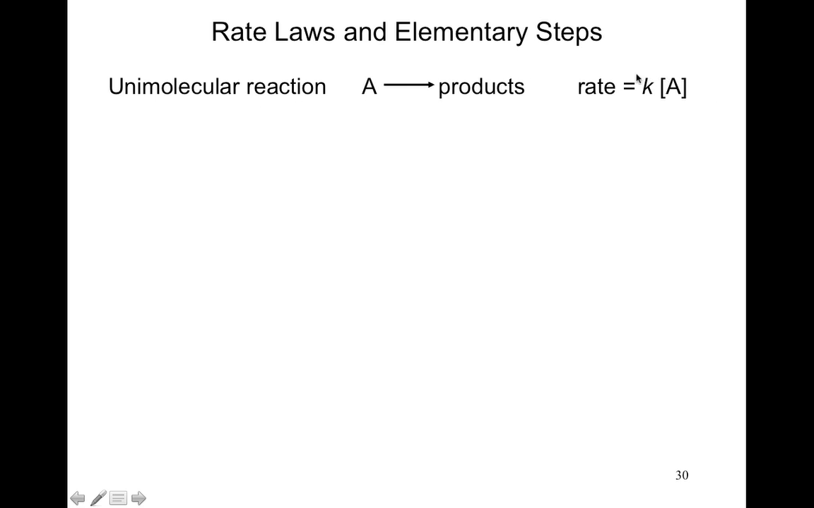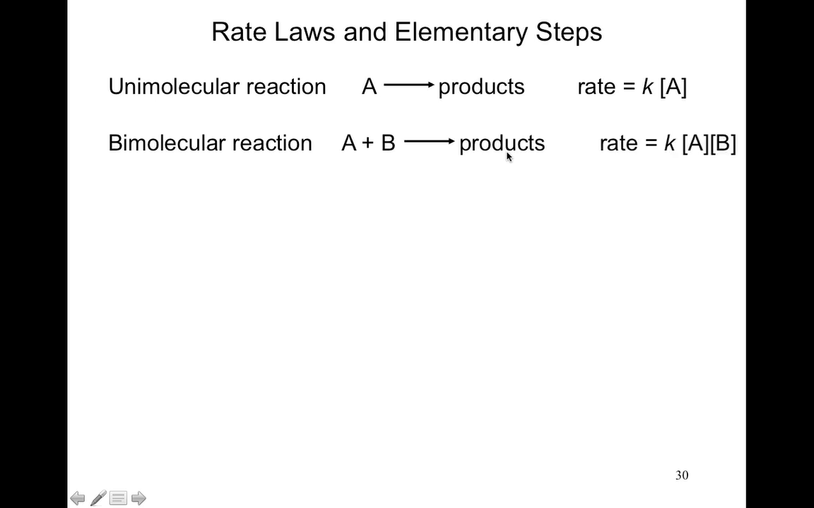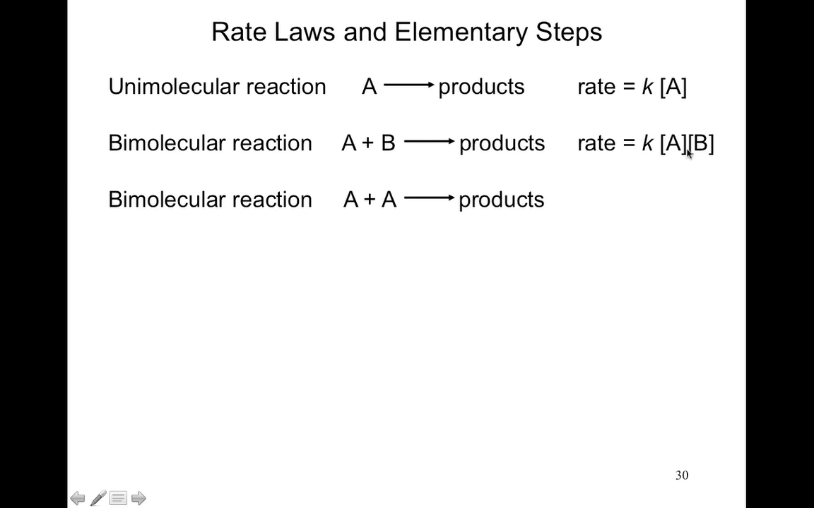So, rate laws. How do these apply to elementary steps? Well, in a unimolecular reaction, A forms our products, so our rate's only dependent upon A. In a bimolecular reaction, A and B both together form our products, so our rate is probably dependent upon our rate constant and the concentrations of both A and B.